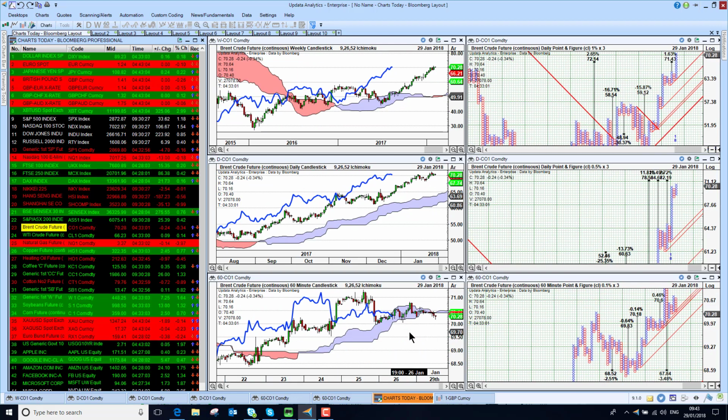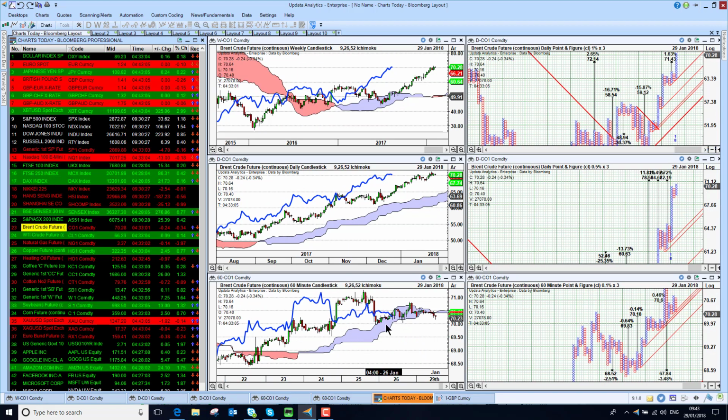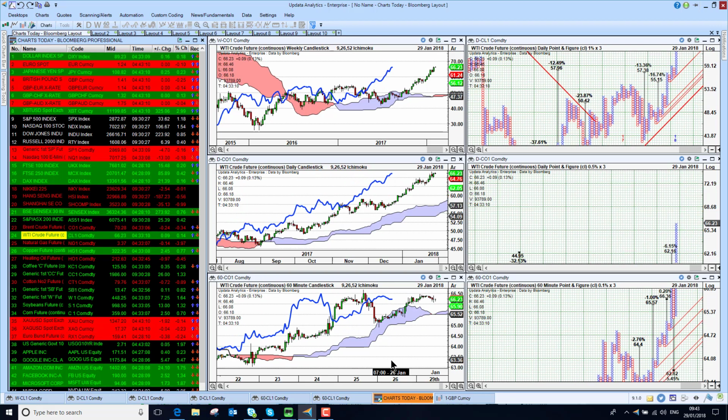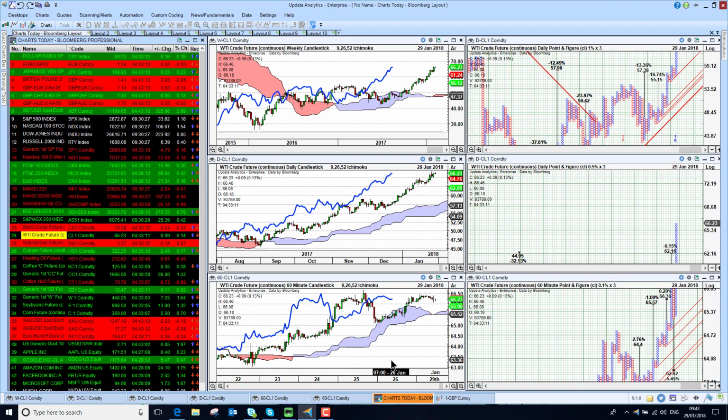Brent crude sitting above the $70 level, still holding its bull trend. So when I see something like that, I can tweet it. And WTI also just pushing higher.